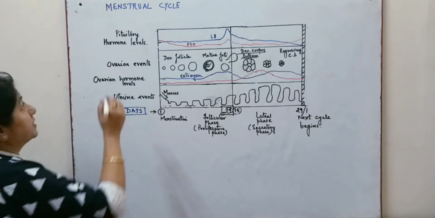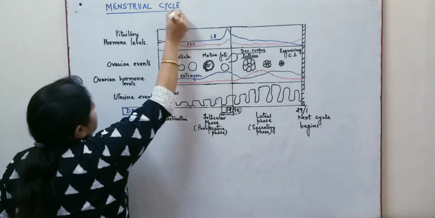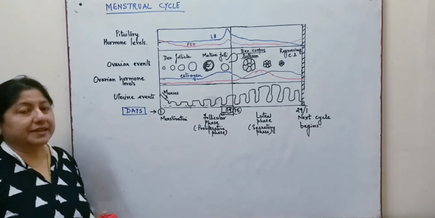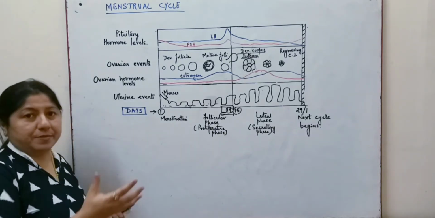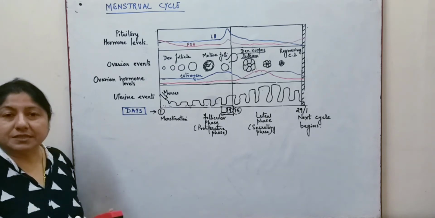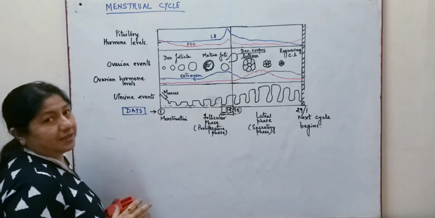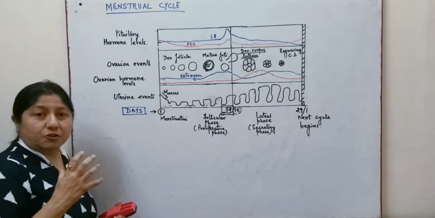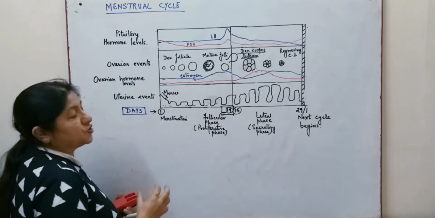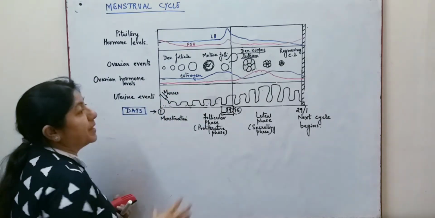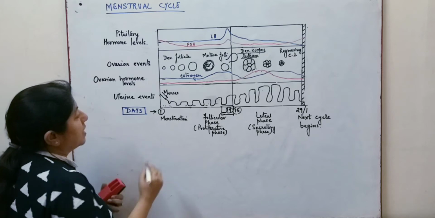Today we are going to study about the menstrual cycle. This is a reproductive cycle that takes place in the primates, that is apes, monkeys and human beings. And this cycle is a reproductive cycle because during this cycle there is formation of the ovum. Now let us come and understand the cycle.